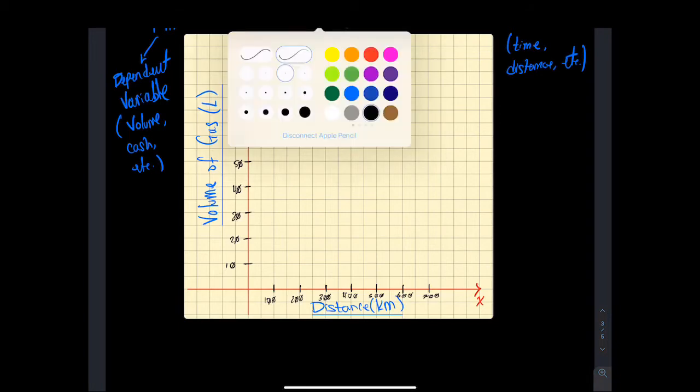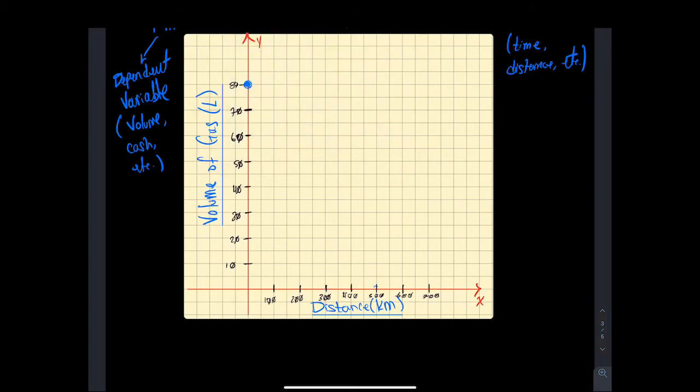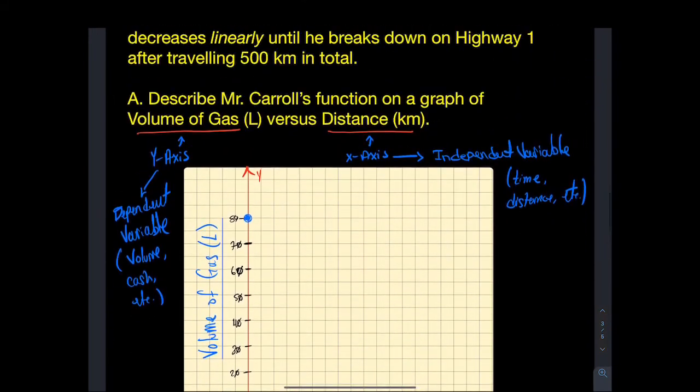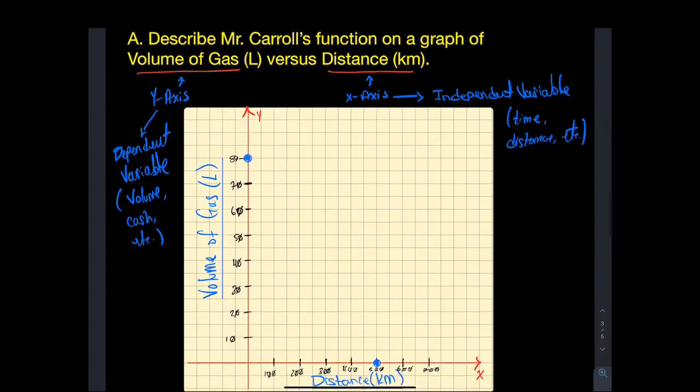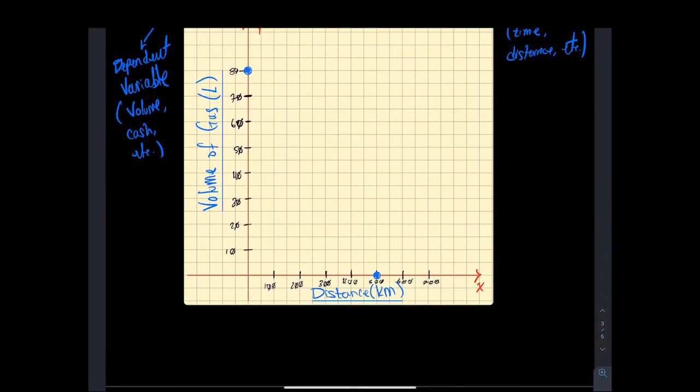And let's mark on there that 500 mark, because this is where we run out of gas, right? So it makes sense that our volume of gas here is 0 at the 500 kilometer mark. We're just thinking about this logically, about where things would fit on this graph. And what do we need to do now? We have 2 points. How can we do something with those? Well, the big key thing here is that we see that it decreases linearly. So we know that we're going to have a straight line between 80 and 500.